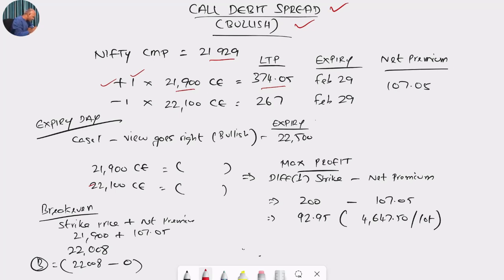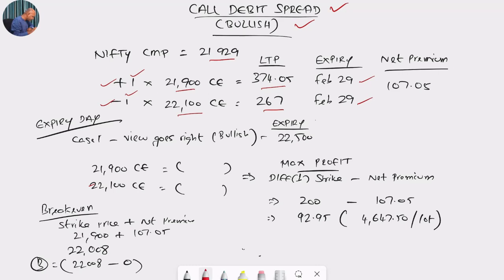The second rule is we sell an out of the money call option, same quantity, same expiry. Here minus is sell, lot size is 1, and the out of the money option is 22,100 and the premium is 267. So the first option is buy at the money call option 21,900 for a premium of 374.05, and the second is sell out of the money 22,100 call option for a premium of 267. Both have the same quantity, which is one lot, and the same expiry, which is Feb 29.